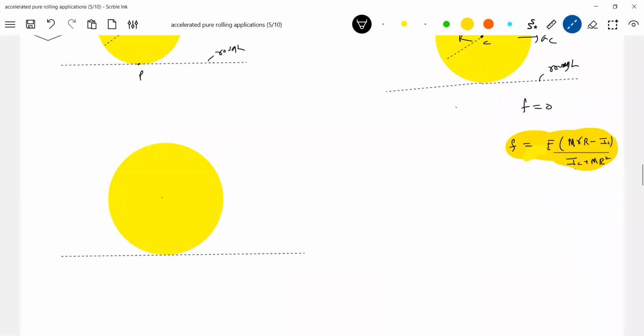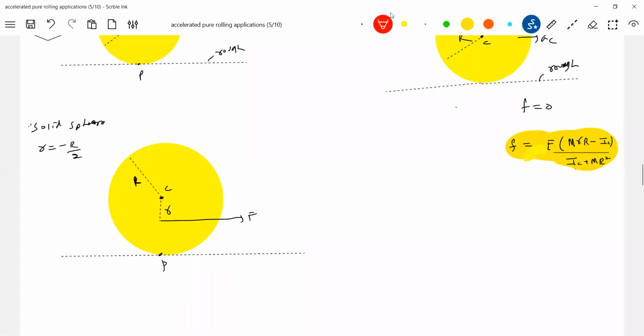So how should the friction force act here? Let me take this solid sphere. For simplification purposes, let me write r by 2. Why negative? Because if you measure distances below the center of mass, it should be negative here. Now, what about the direction of friction? How to predict? It will be backward. So how can you say?